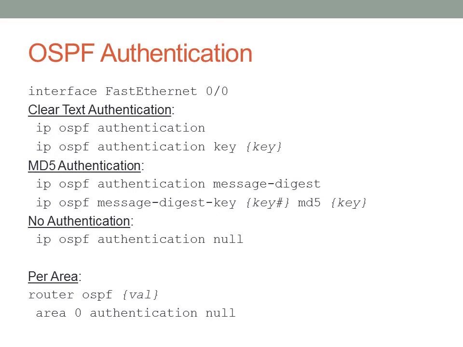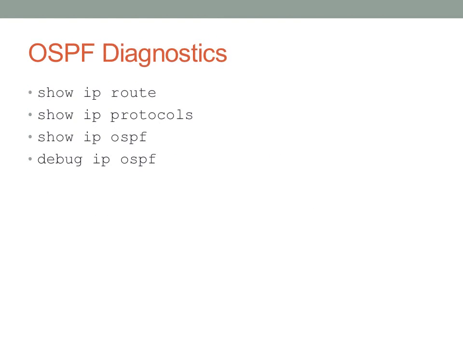This makes things a little bit easier. If you have several interfaces in the same area, you don't have to worry about trying to configure every single interface in that area. You can just configure area 0 authentication and then whatever sort of authentication you want to use. So here are some OSPF diagnostic commands: show ip route, show ip protocols to determine if OSPF is running, show ip ospf. There are lots of different subcommands of show ip ospf that are very handy. And then finally, debug ip ospf will give you an idea of what's going on in the OSPF topology at current time.